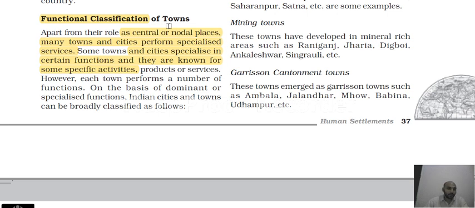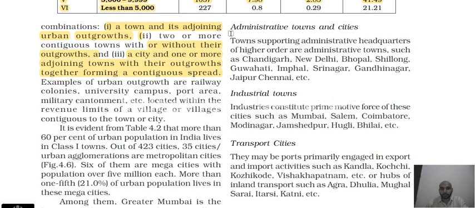According to that, different towns have different functions, or a rich history related to religious culture, industries, or many other things, such as a cantonment. So they have a specific function. On this basis, on what the specialized functions are, we divide the towns into different types. For example, first is called administrative towns and cities.